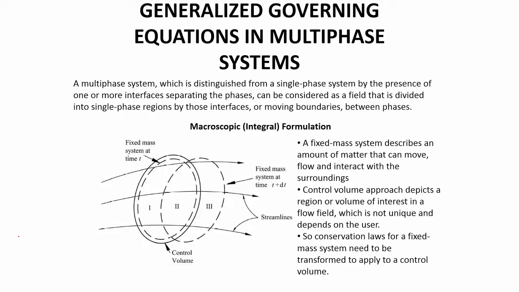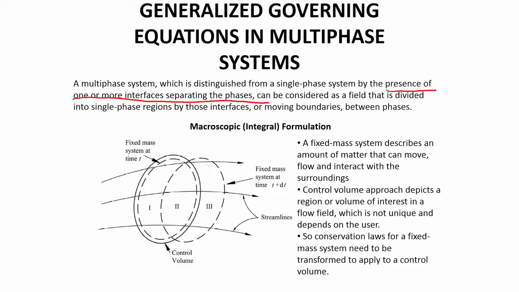So, what we are going to do is see how these equations can be generalized in the case of multiphase systems. What are the multiphase systems? What are the requirements of the multiphase system? If you look at the slide, a multiphase system is distinguished from single phase systems by the presence of one or more interfaces separating the phases.